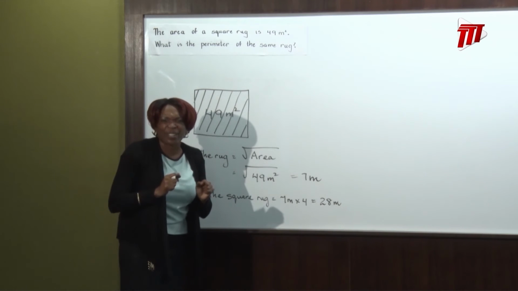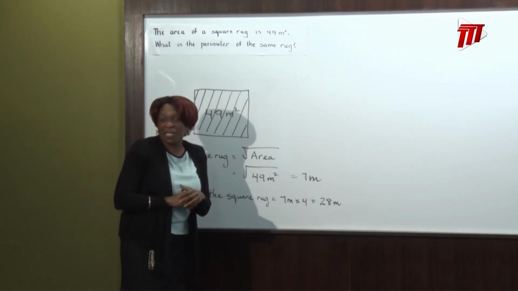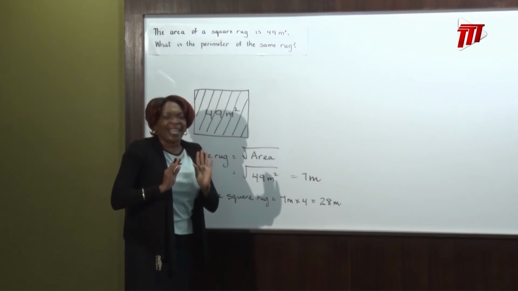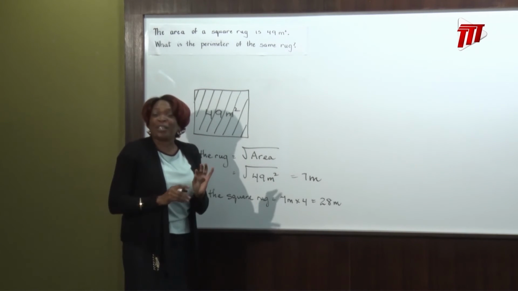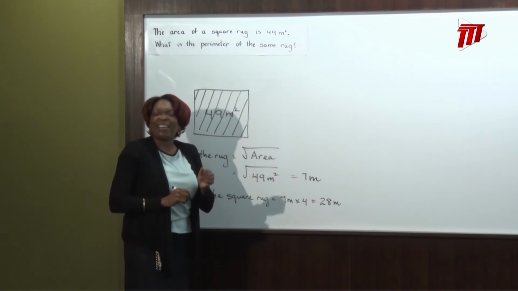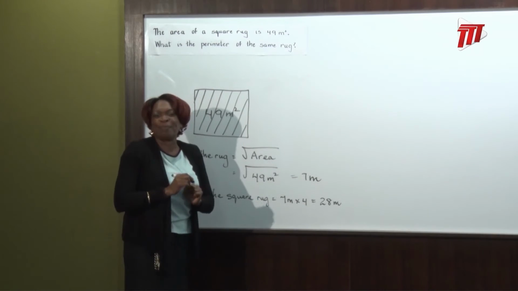Perimeter, distance around. You know we can do the reverse of this too, but I want you to try that at home. It's not as hard as you think. We can find perimeter given area. We can find area given perimeter. Try them now.